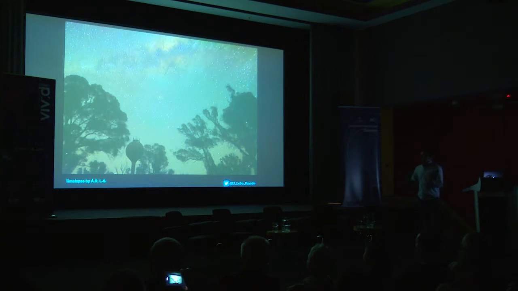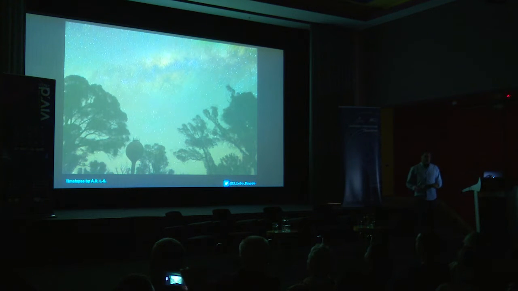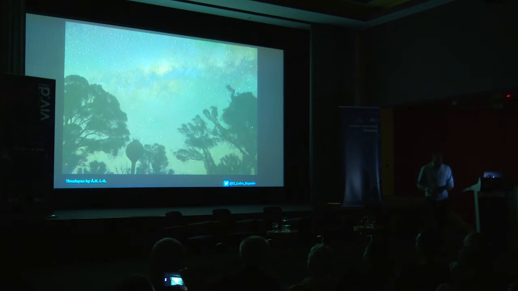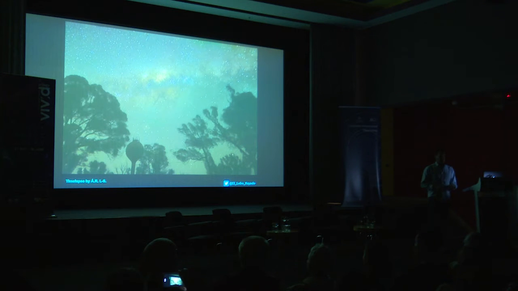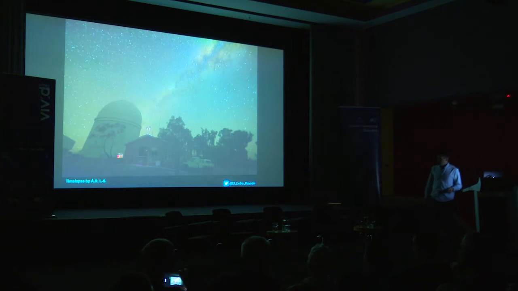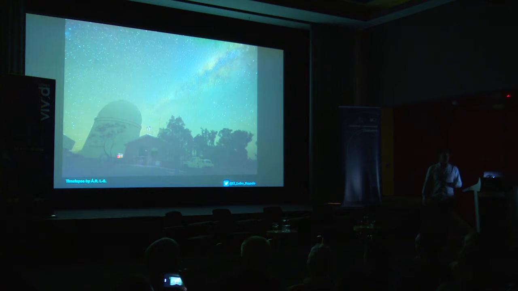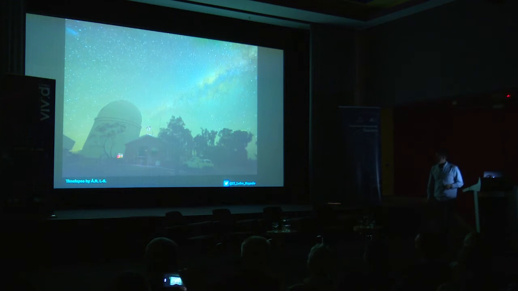That is our Milky Way, our galaxy, seen from Siding Spring Observatory, which is where the Anglo-Australian Telescope and a few other telescopes at ANU, the Australian National University, are located. That is the huge dome of the largest optical telescope in Australia, the Anglo-Australian Telescope, a 4-meter telescope.